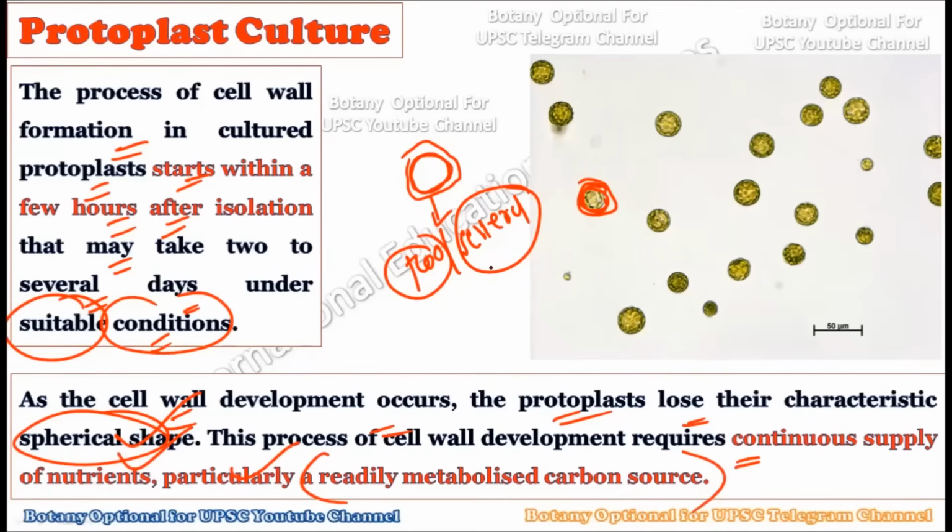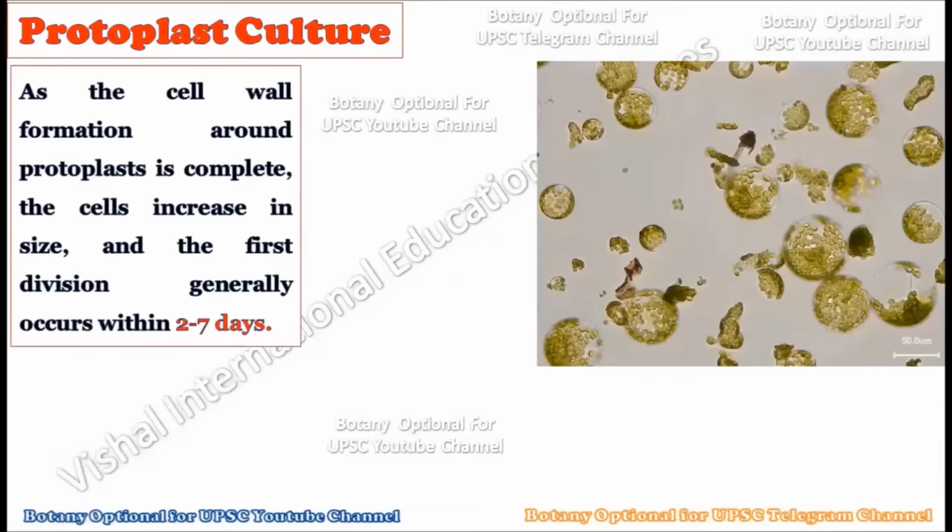Now this process of cell wall development requires a continuous supply of nutrients, particularly a readily metabolized carbon source. So we are providing the carbon source in the form of glucose, and this glucose is required in plenty, because these cells are continuously dividing and will continuously require nutrients. The carbon source in particular is continuously required for normal growth and development. So in this process of cell wall formation, we should provide a continuous carbon source in the form of glucose.